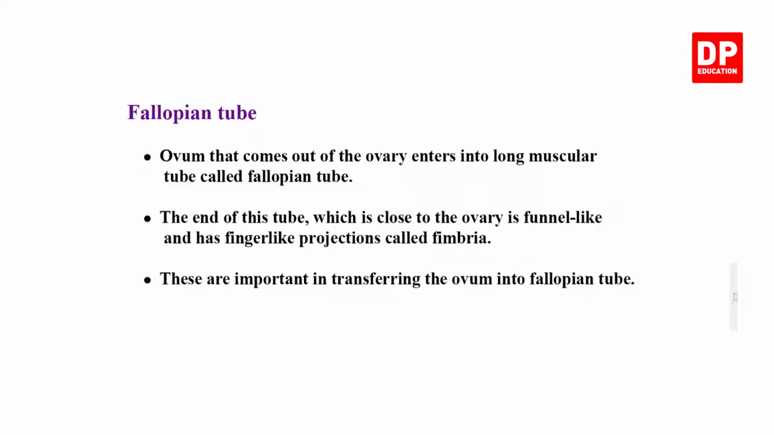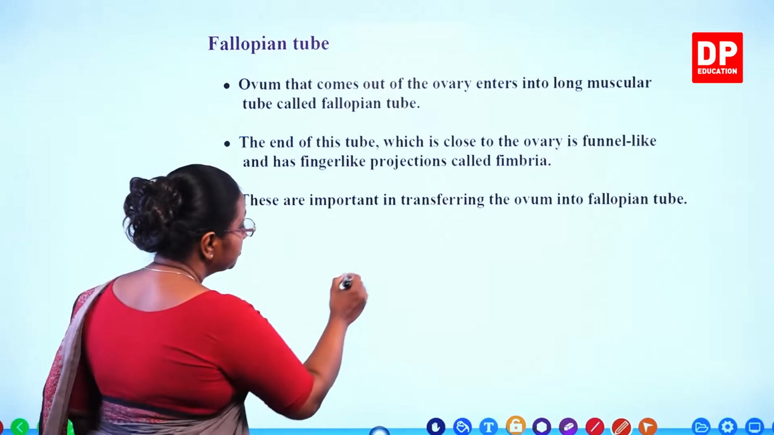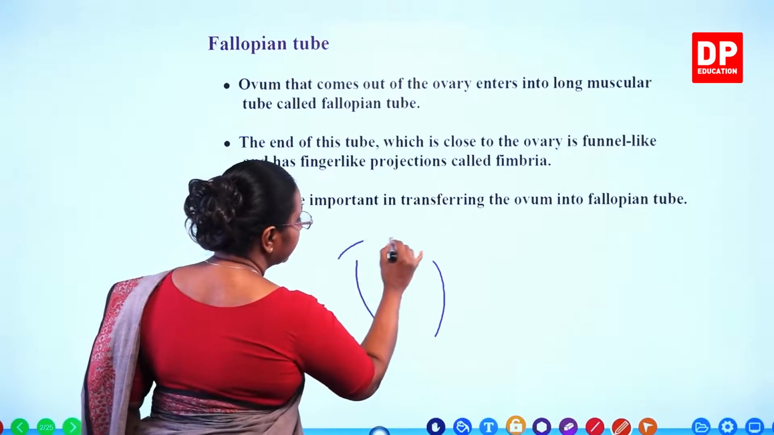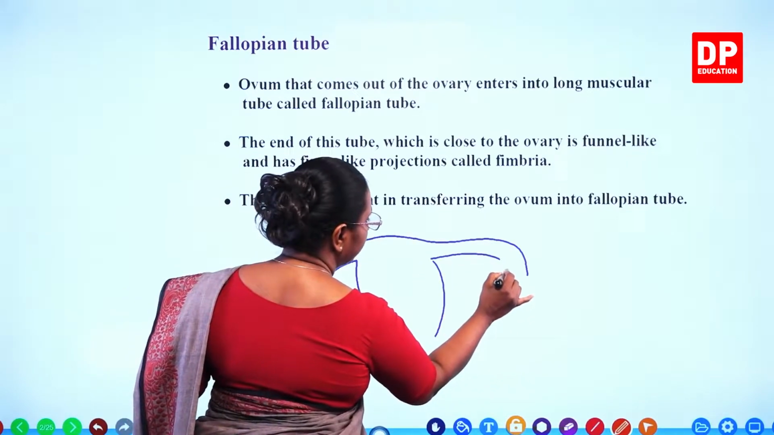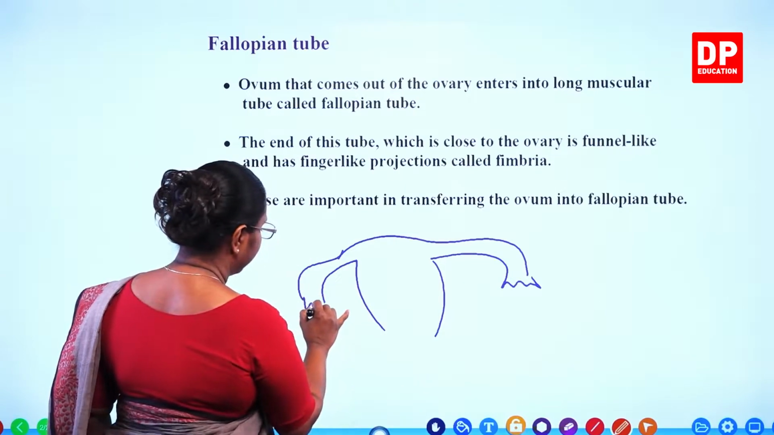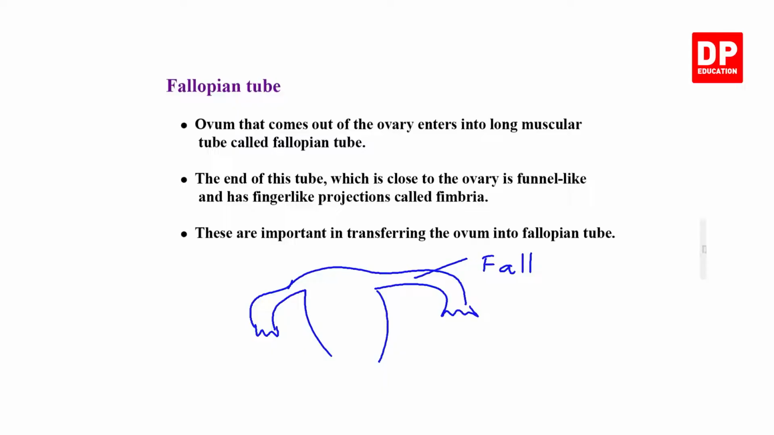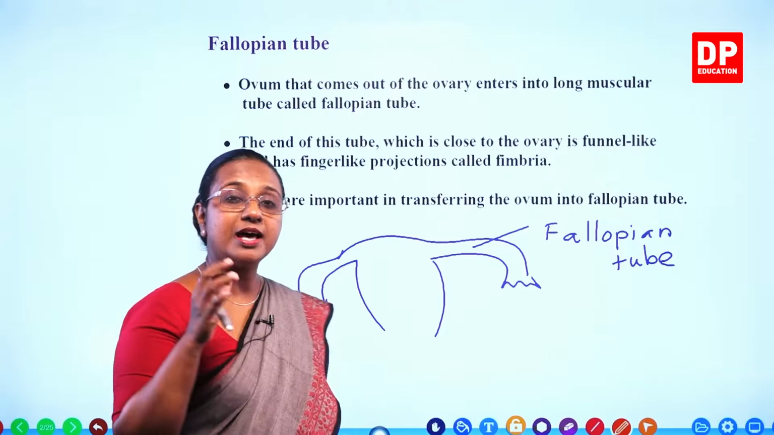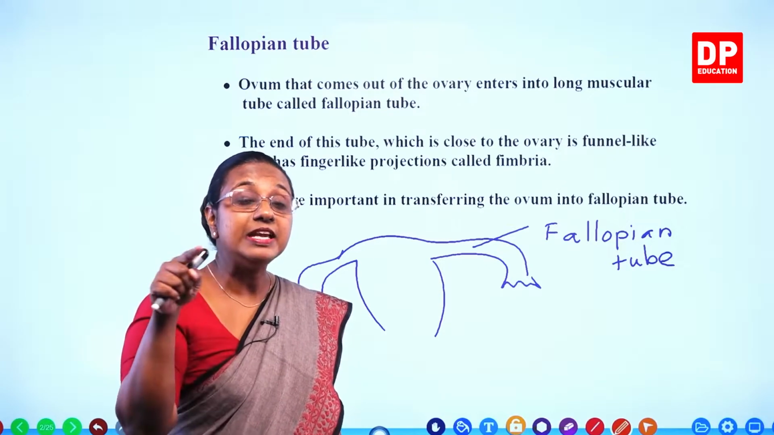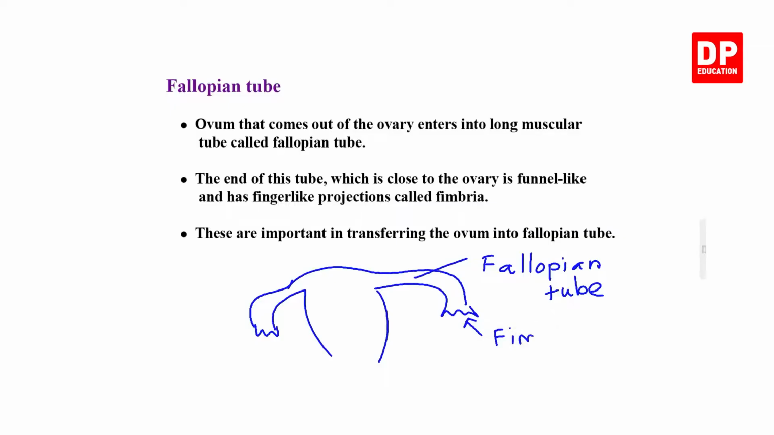In addition to the ovaries, one of the main structures is the uterus. The uterus is a funnel-like structure like this, and at the two ends of the uterus you get a tube-like structure. This tube-like structure is what we call the fallopian tube. At the end of the fallopian tube, there is again a funnel-like structure with finger-like projections. These finger-like projections are known as fimbria.